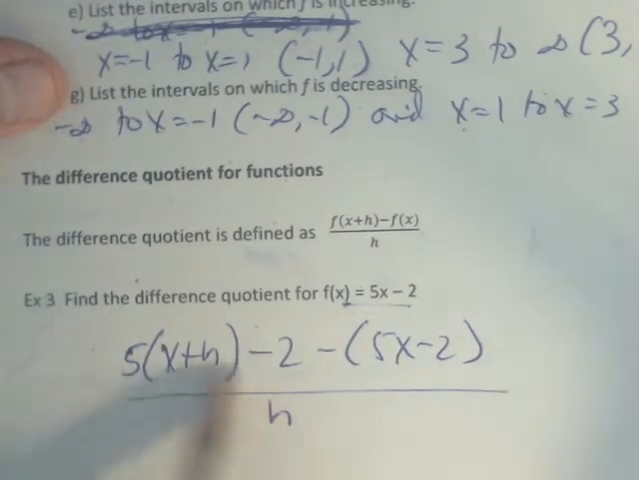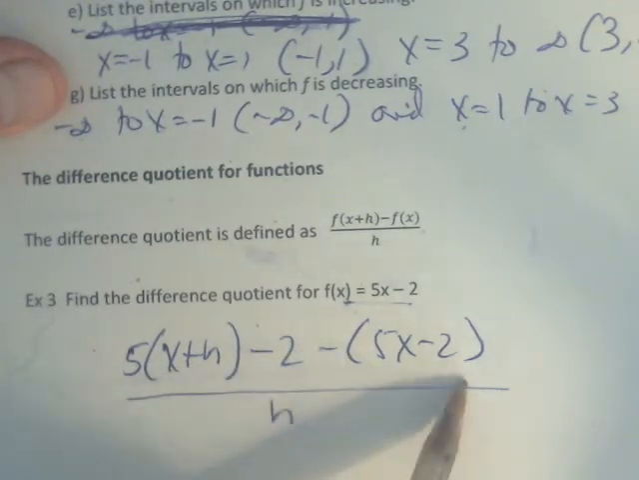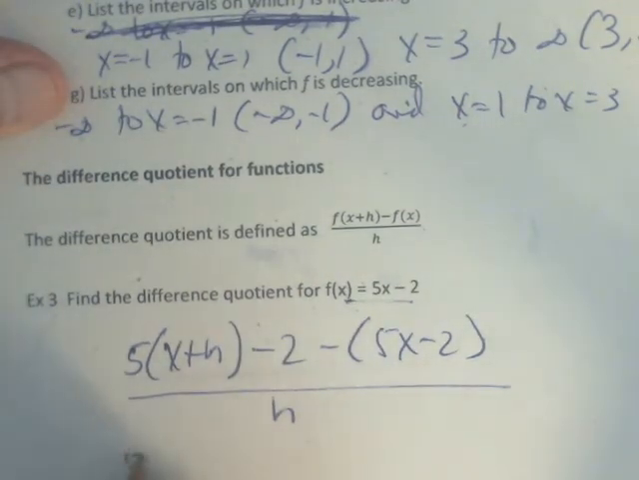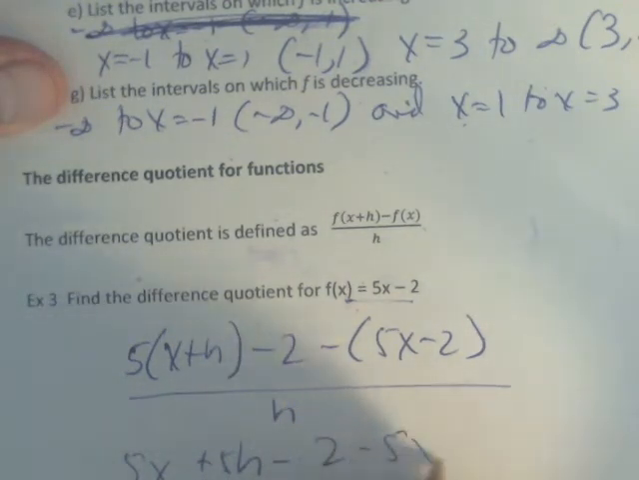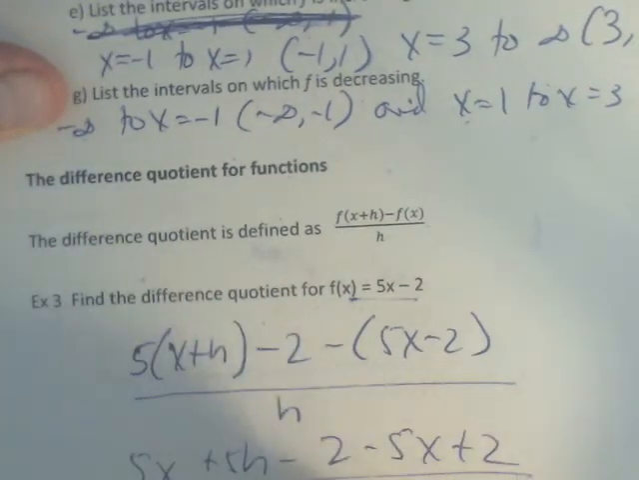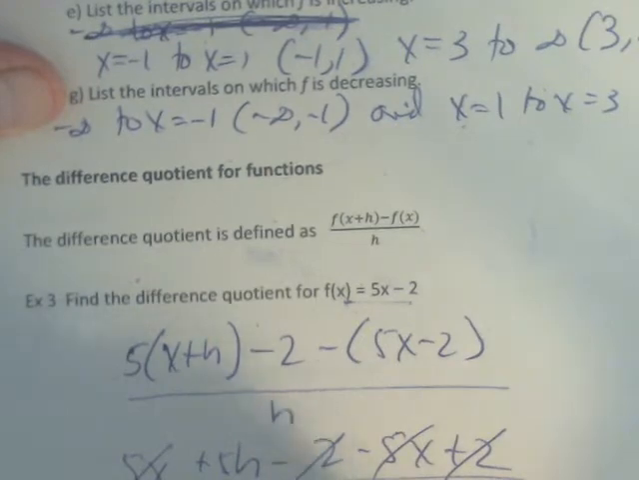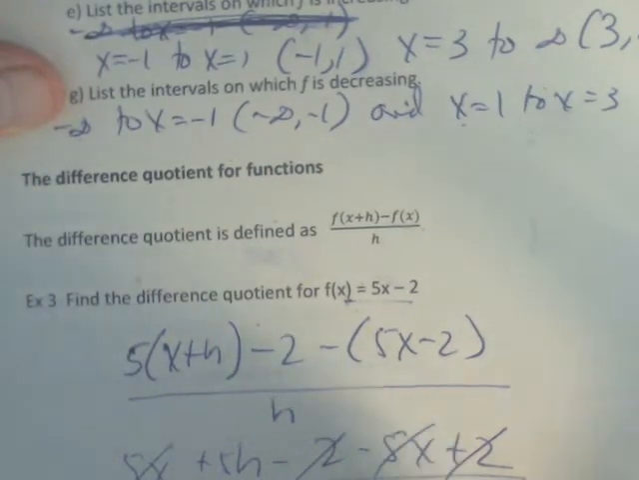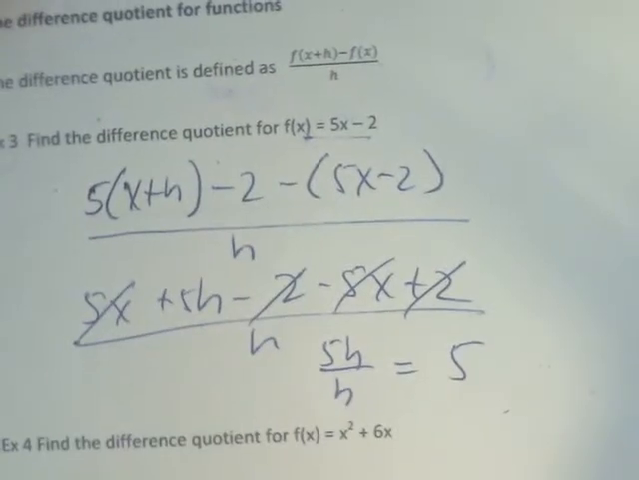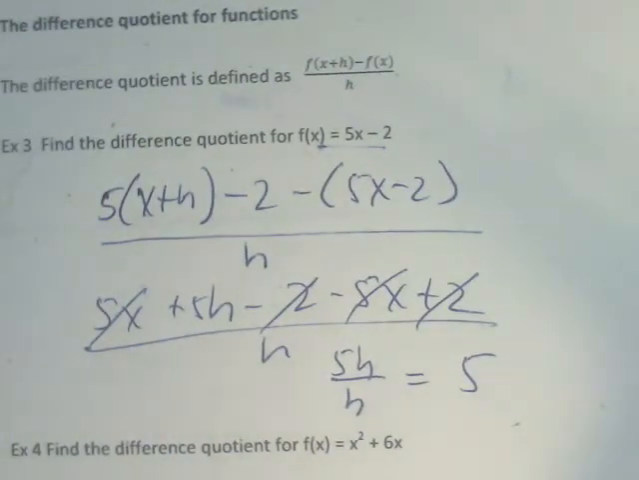So this is f of x plus h. This is minus f of x. And then I simplify. 5x, 5h, minus 2, minus 5x plus 2 over h. The 2's cancel. The 5x's cancel. I'm left with 5h over h. The h's cancel to give me 5. Okay, so it's kind of just substituting x plus h in for x, and then subtracting the function, simplifying things, and seeing what you're left over with.